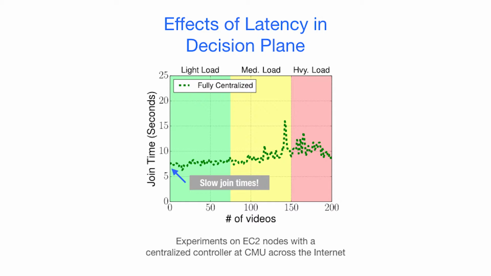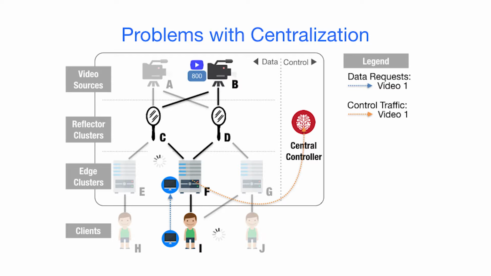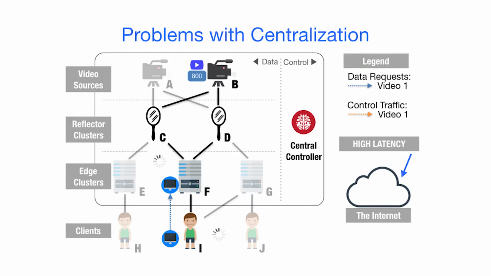OK, so to make it really clear, why is this the case? Well, it's actually pretty straightforward. When you get a request at this edge cluster here, you have to sit and wait while you send a request to the centralized controller, and then wait for it to recompute what the new forwarding policy should be. But this, of course, is over the high latency internet, and that ILP takes a very long time to run.